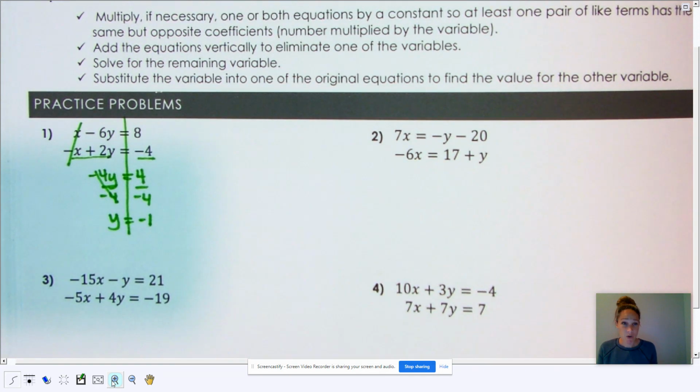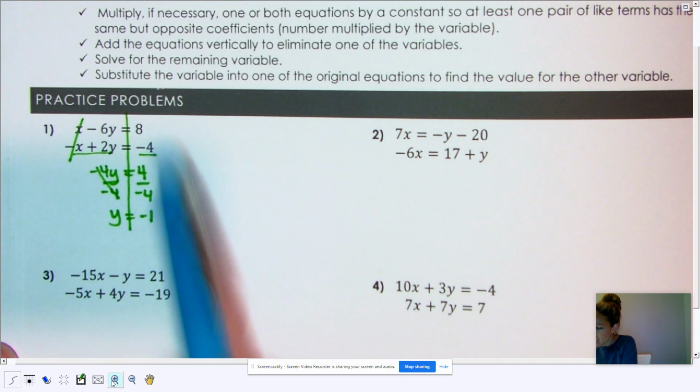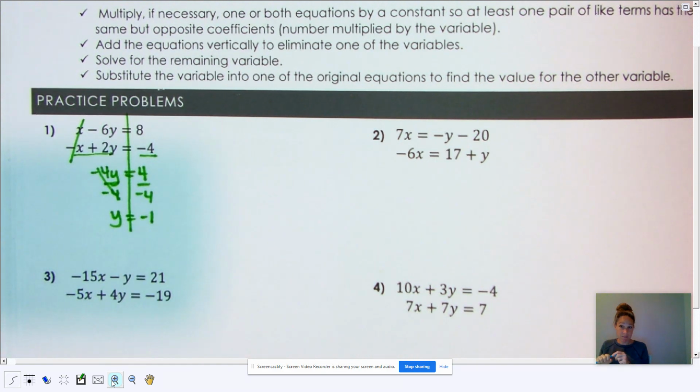Now remember though that if I'm trying to find the ordered pair, I have to now take this value, plug it into either one of those equations. It doesn't matter. I'm just going to plug it into the top, but you could plug it into either one. You'd get the same answer. We have to find x and y and write our answer as an ordered pair. We have half of that.